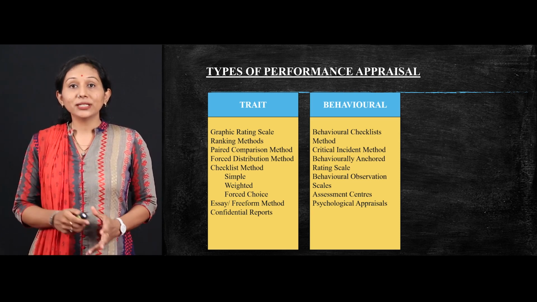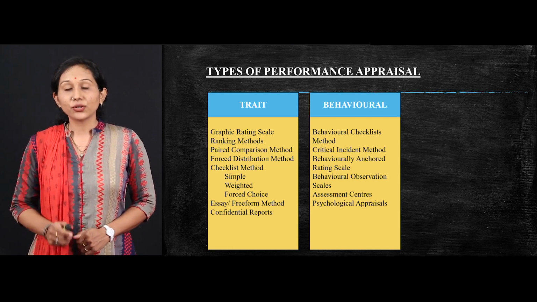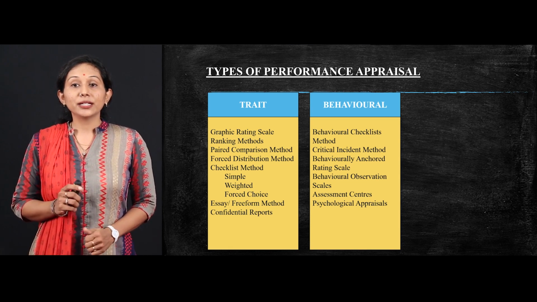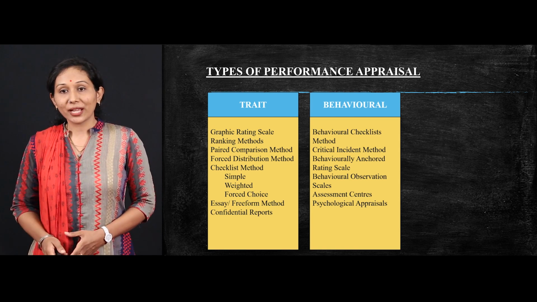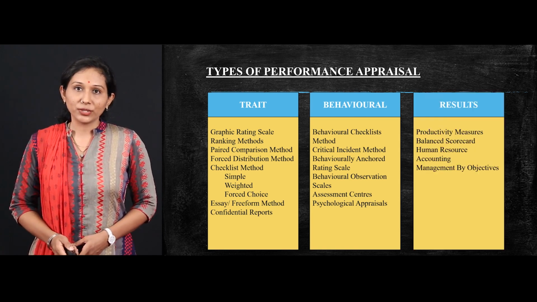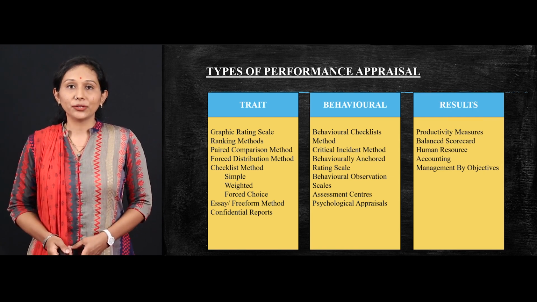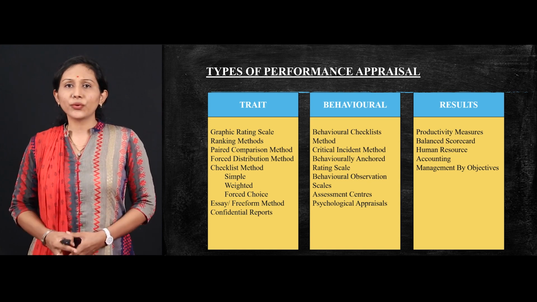Another type or another design of performance appraisal methods can be through results or result-oriented methods, under which there is productivity measures, balanced scorecards, human resource accounting, and management by objectives. Let us see and understand these performance appraisal methods one by one. Before that, we need to understand what are trait methods.